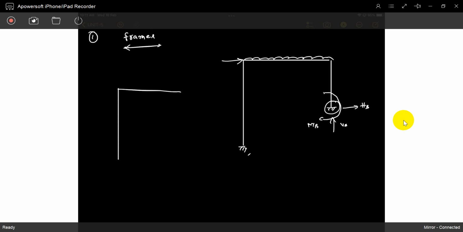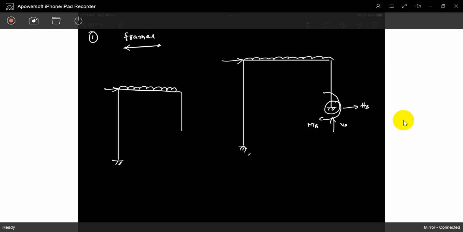What will happen? It will come like this. That's it. So now see, it's like a proper cantilever, not a propped one, it's a cantilever. It's determinate because only 3 are the unknowns.